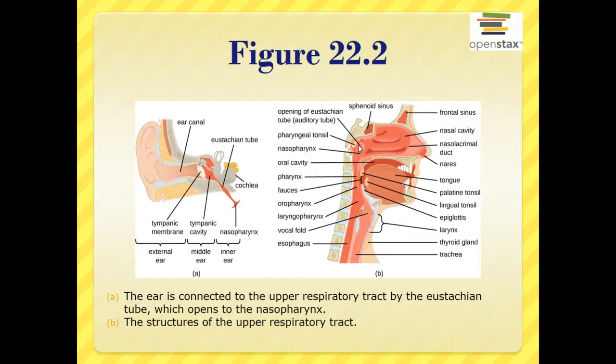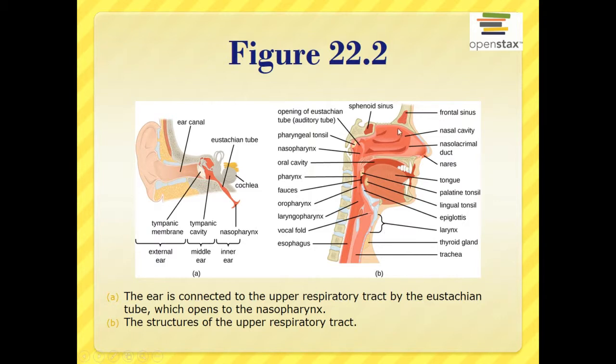And then we have the oropharynx, which is what we commonly think of as the throat, at the back of the mouth. And then we have the laryngopharynx, which is the lowest part of the throat, and this is very close to where the larynx, or the voice box, where our vocal cords are found. And then going deeper, we have the trachea, which leads us to the lower respiratory tract.